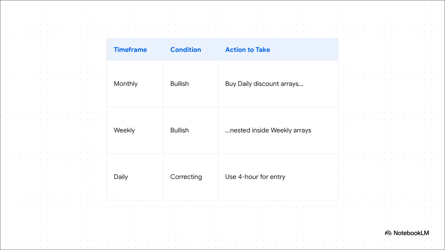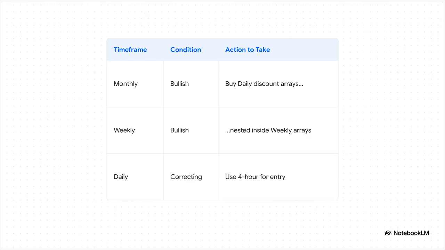All right, let's talk about scenario 2. In this situation, the big picture, your monthly and weekly charts, is still bullish, but the daily chart is taking a little breather. It's pulling back. So what do we do? We get a bit more picky. We only want to buy daily discount arrays that are nested. What does nested mean?